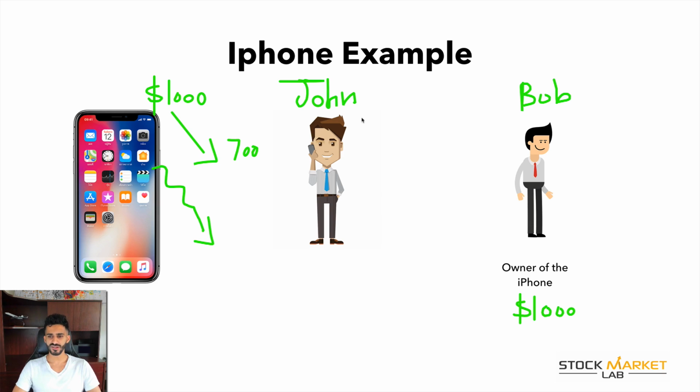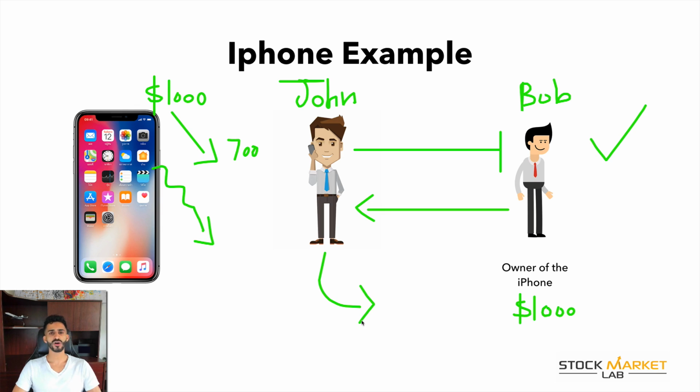So what John does is he goes to Bob and says, hey, listen Bob, let me borrow your iPhone and I will return it to you in a week. Bob says okay. Bob takes his iPhone and gives it to John. What John does immediately is sell the phone right now to someone, or he goes online and gets rid of it. When John sells the iPhone, John immediately gets $1,000.